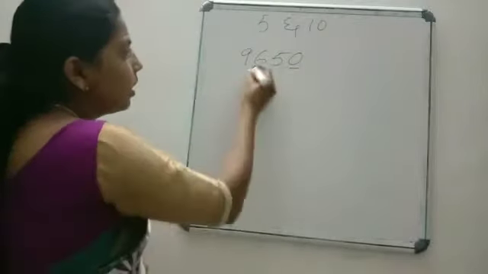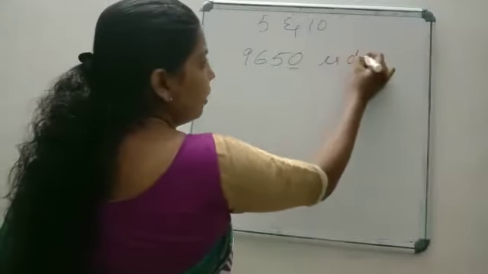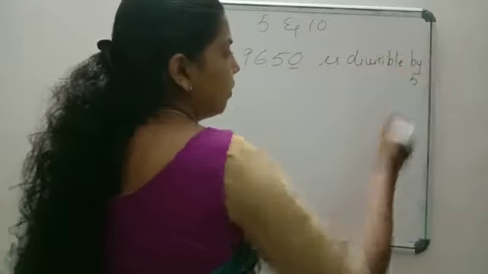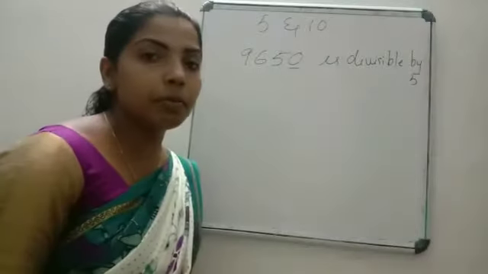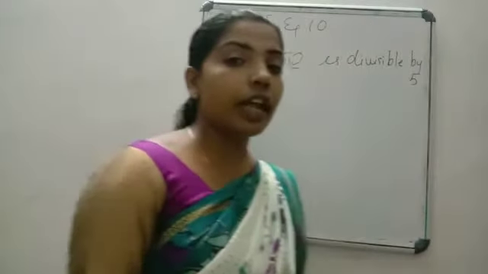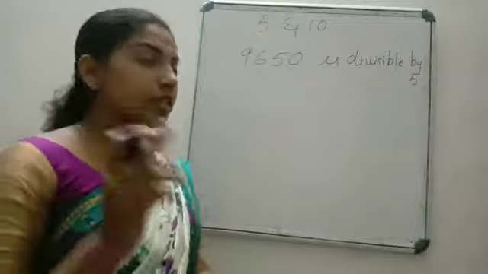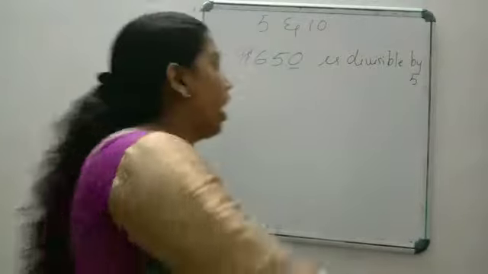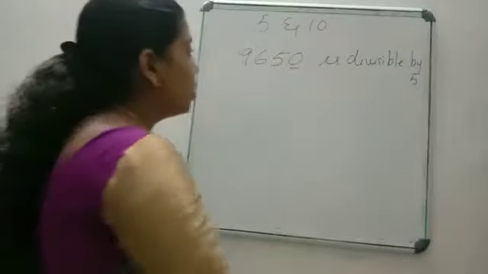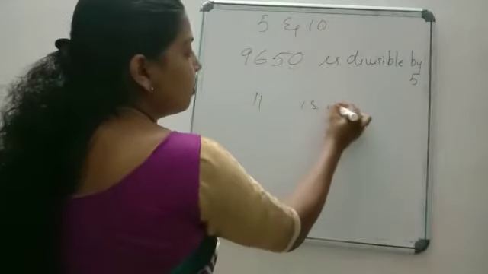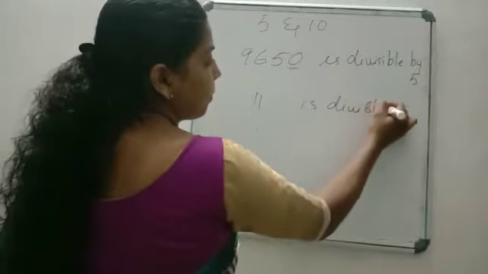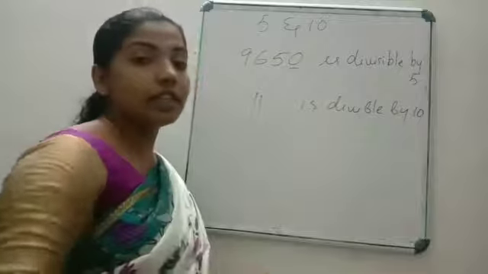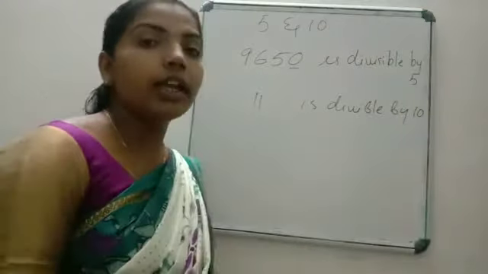So we can say that this is divisible by 5. Now next we have to check the divisibility by 10. What was the divisibility test of 10? If a number is given and if it is divisible by 10, then the number in the ones place should be 0. And here the number in the ones place is 0. So this number is divisible by 10 also. So 9650 is divisible by both 5 and 10.